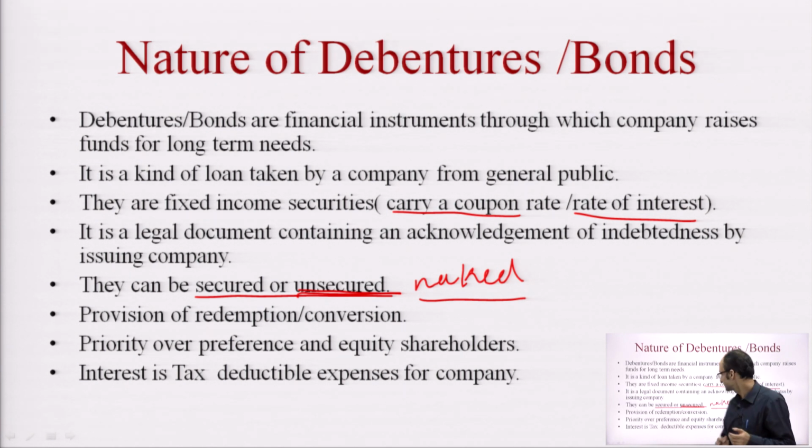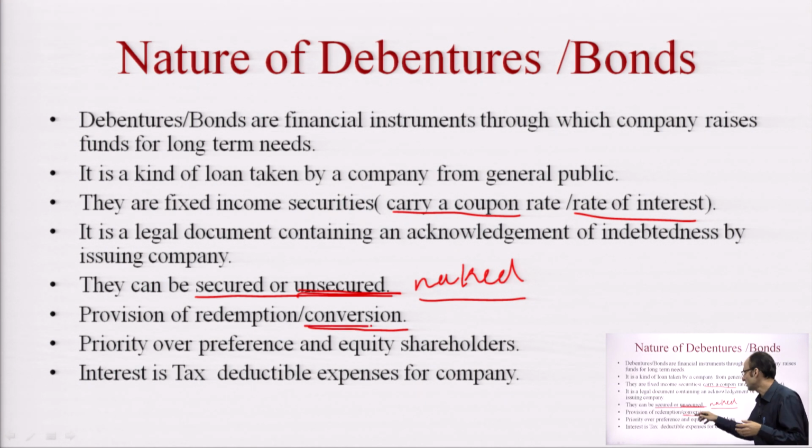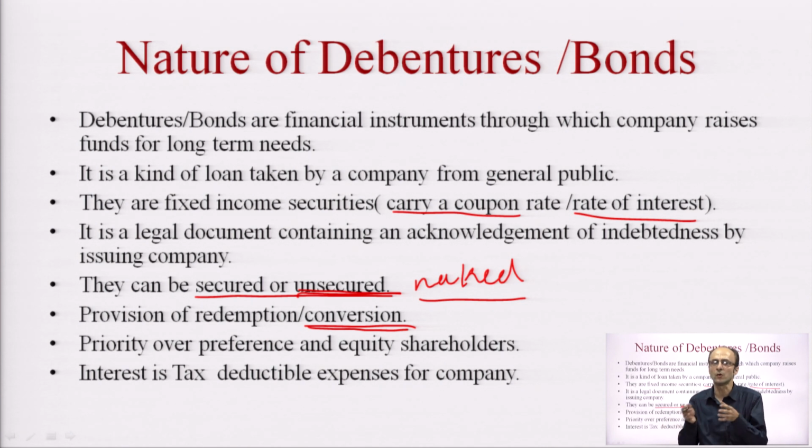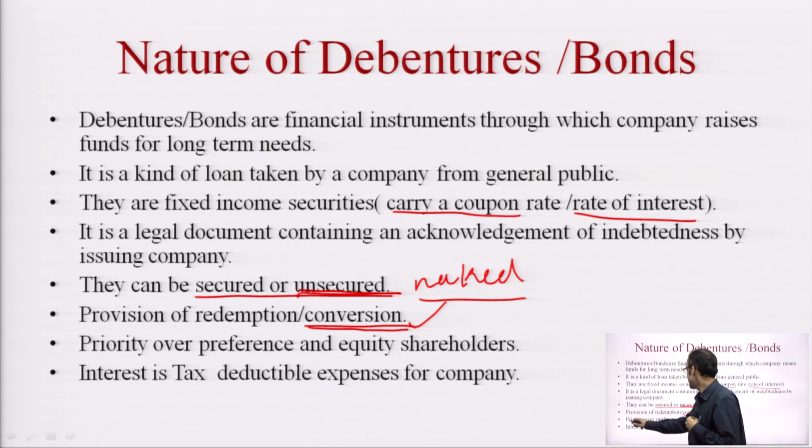And conversion means that while entering into the bond contract, while entering a legal agreement with the bondholder, there can be a clause that after a certain period of time, rather than paying the full principal amount to the bondholder, the company can convert that amount into an equal number of equity shares. So that option is also there. The bonds and debentures can be converted into equity shares after a certain period of time that is specified in the agreement. The next point is priority over preference and equity shareholders.